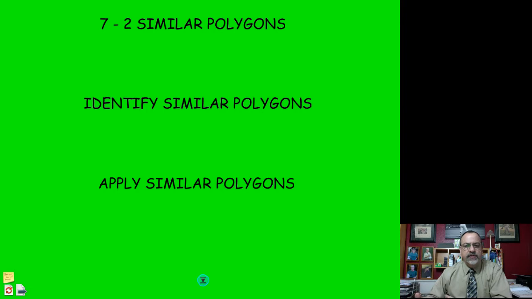So we're going to need to identify polygons as being similar first. So how do we do that? And then once we can identify similar polygons, what equations or properties will we be able to use in order to make some calculations? So let's look at how we identify similar polygons first.